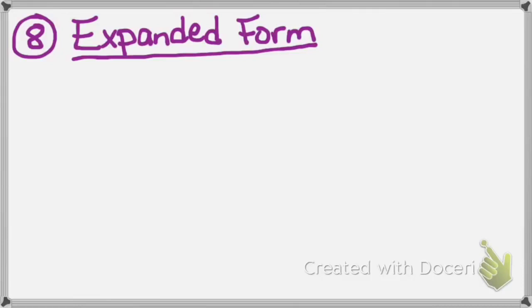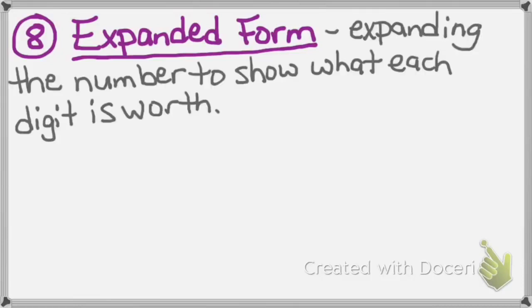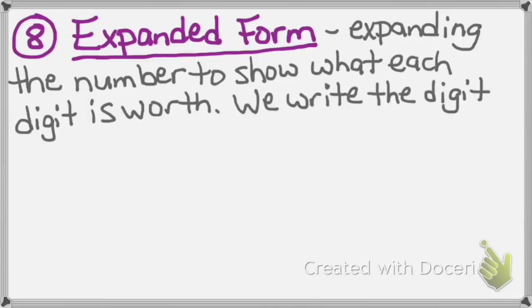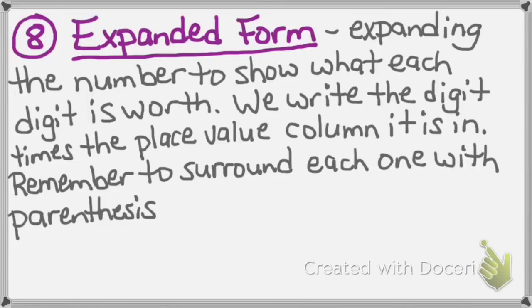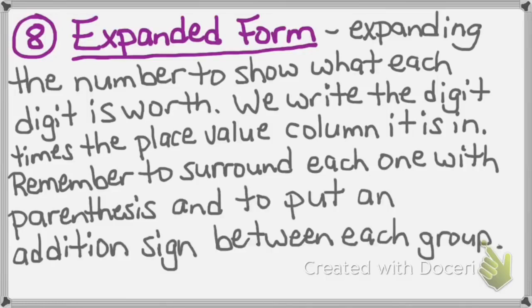And for number 8, we move on to the third way of writing a number, and that is writing it in expanded form. Expanded form is expanding the number to show what each individual digit is worth. To do this, we write the digit times the place value column that it's in. Little reminders, we have to remember to surround each grouping with parentheses. And we have to put an addition sign between each parenthesis group.